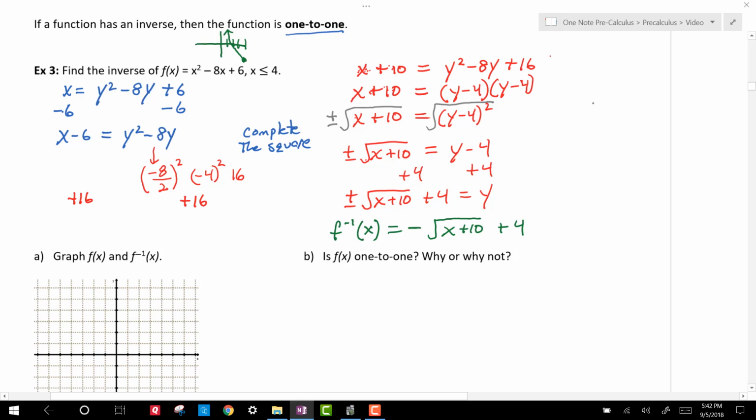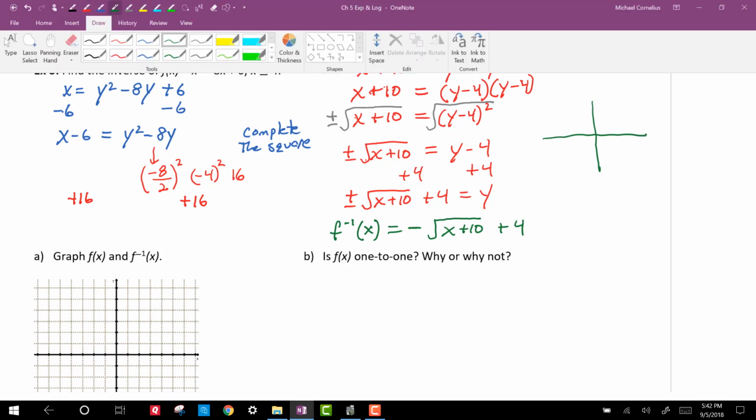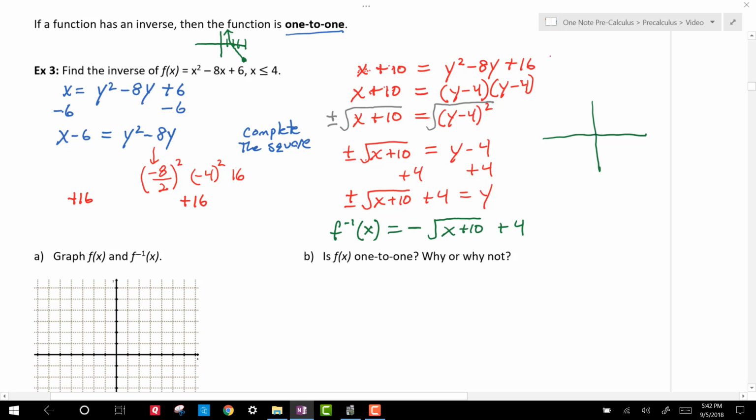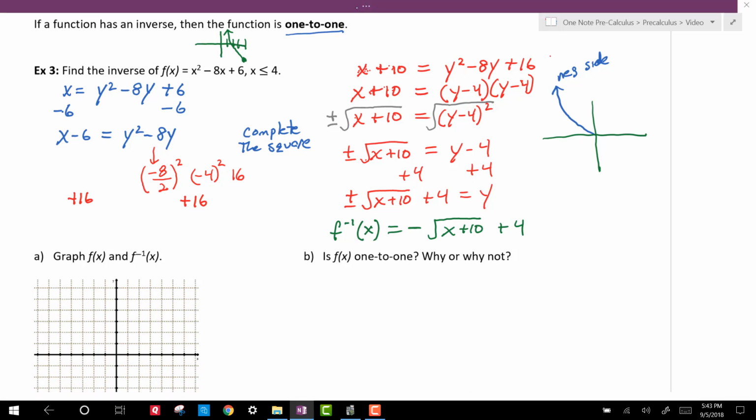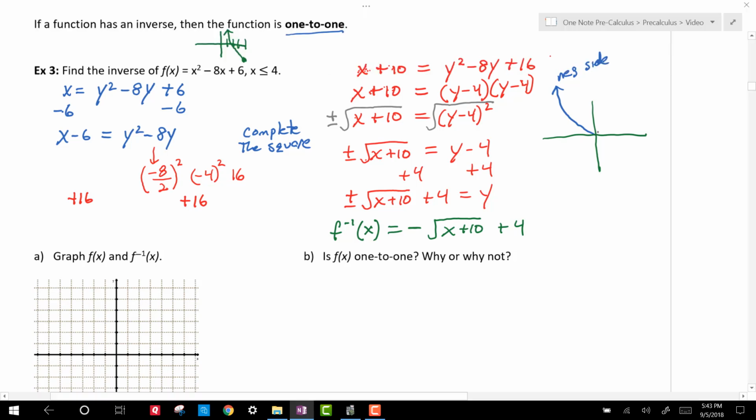Okay? So just to give you some heads up here, if I graph a parabola, and if I were to graph this side over here, this is what we would call the negative side. And if I were to finish that parabola, the right side is what we call the positive side. So when I go to do the inverse, if I have the negative side of the parabola, I want the negative square root. If I have the positive side of the parabola, I want the positive square root.